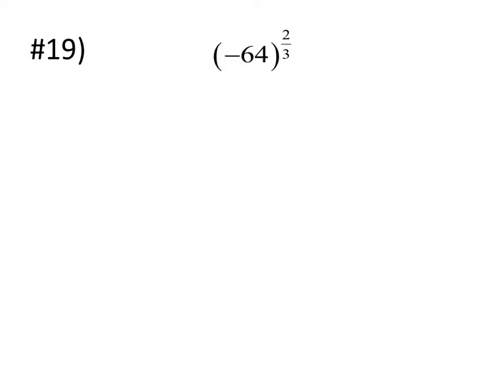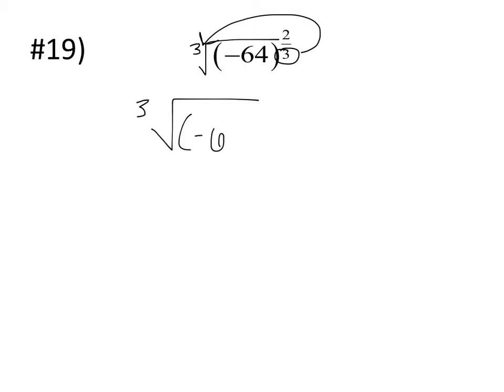Alright, here, the entire negative 64 is being raised to the 2/3 power. So this denominator becomes my index. I add my radical. So it's the cube root of negative 64 squared. Now be very careful to make sure you have your parentheses there because that's going to make a difference.